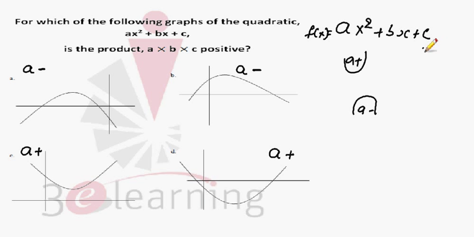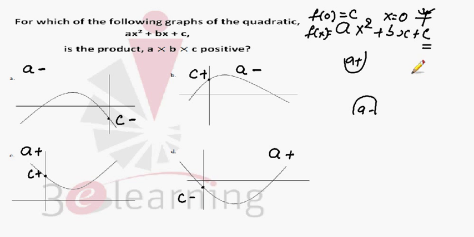Now check about c. c is nothing but the value of the function at 0. At 0 we get the function is c, and at 0 means x is equal to 0, which is nothing but the y-axis. So the value of c is the value of the graph at the y-axis. So can we say here the value of the graph is negative, so our c is negative. Here the value of the graph at y is positive, so c is positive. Here our c is positive. In this our c is negative. So we find a and c.